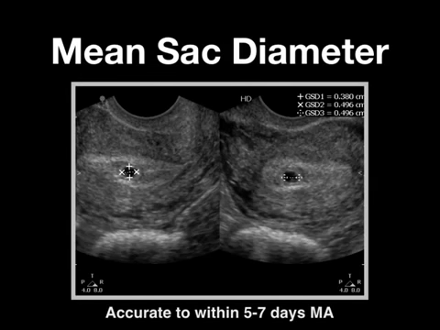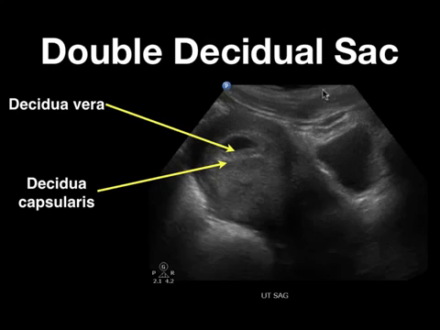When you see what you suspect is an intradecidual sac, you can take measurements of it to obtain a mean sac diameter. This has been found to be accurate to within 5 to 7 days menstrual age. However, it's important to understand you can do mean sac diameter measurements of a Nabothian cyst, of a decidual cyst, or any other structure that you want. So just because somebody tells you, I measured a sac and it's 5 weeks, 5 days, does not mean that it's definitively an IUP.